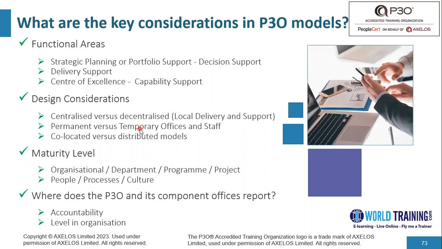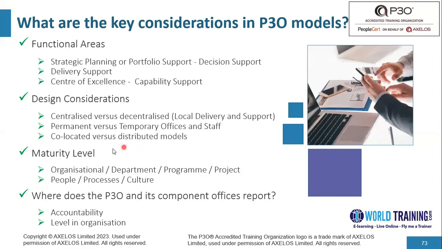Another consideration is, do we want to have a permanent office, or should we have a temporary office? Typically, when we think about project and program offices, they are usually temporary in nature, and we normally set these offices up at the start of the project or program, and we decommission them at the end of the project or program. So that's another design consideration. Should we have it co-located? In other words, should we have all the P3O staff in one location, or is it okay if we have a distributed model where the P3O staff are distributed in different parts of the country, or if it's a global organization, in different parts of the world?